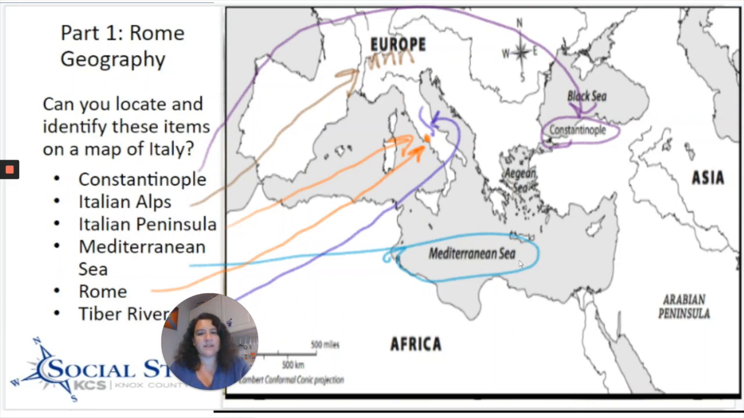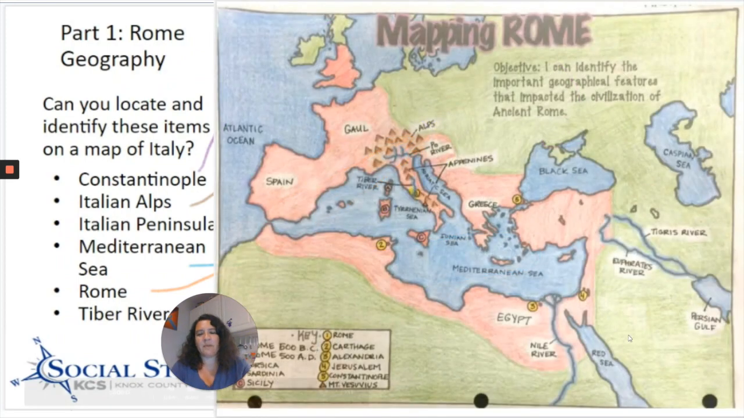It's not always labeled. Rome was not labeled on your map, but it's represented with this orange dot. If you just go north of the toe here of Italy, you'll find where Rome is located. And the Tiber River is a river that runs in the middle of Italy. It was also not drawn on your map.